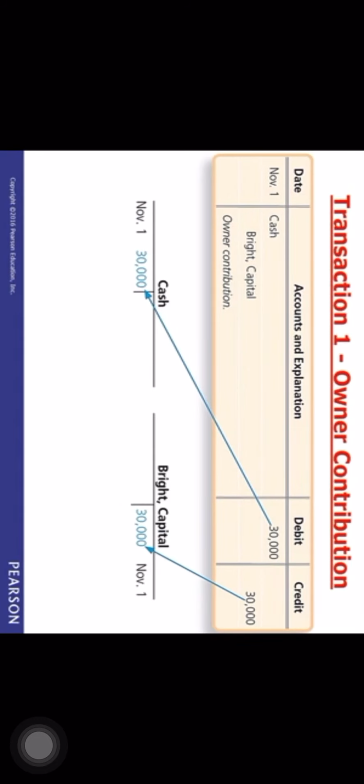After we journalize the transaction, then we post it to the ledger. And again, post just means transfer. So we take the $30,000 to cash and post it to the left-hand side of the cash account in the ledger. And we take the Bright capital account, the $30,000 credit, and post it to the right-hand side of the capital account. Again, think of a ledger like a book, where everything on this page shows the increases and decreases in the cash account, and everything on this page shows the increases and decreases in the owner's capital account.